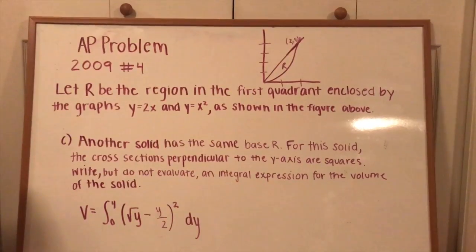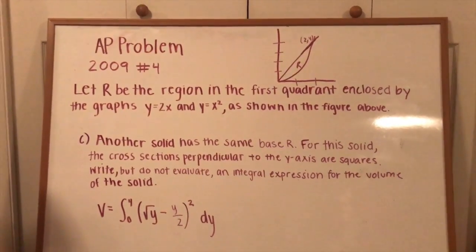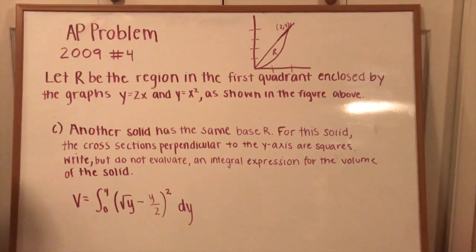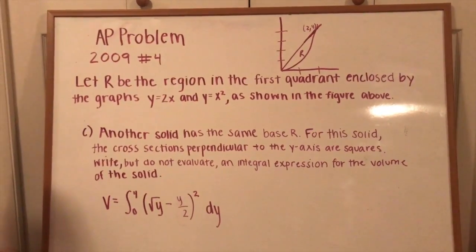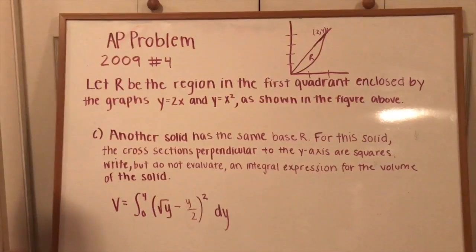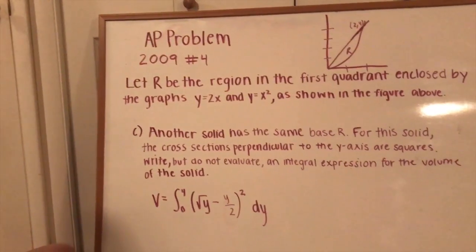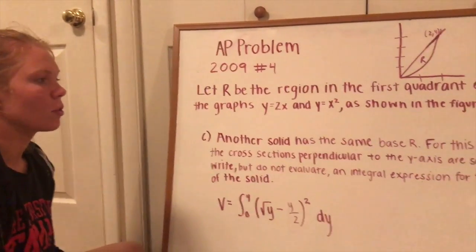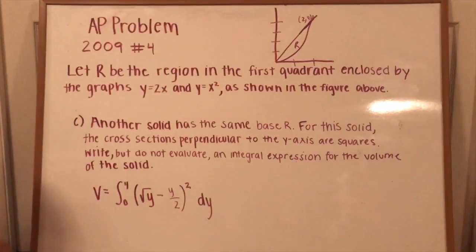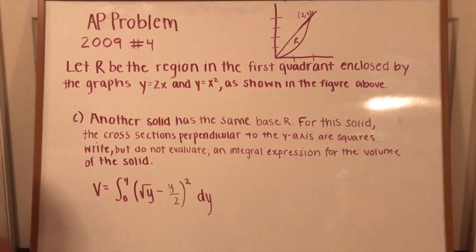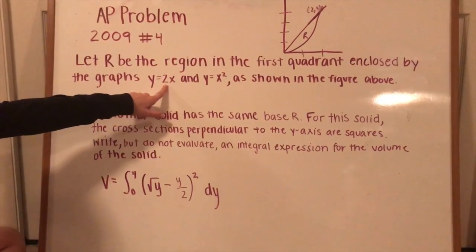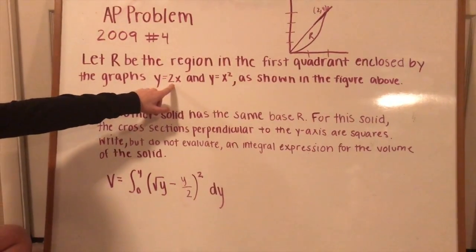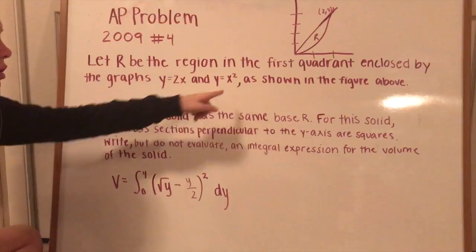Part C reads, another solid has the same base R. For this solid, the cross sections perpendicular to the y-axis are squares. Write but do not evaluate an integral expression for the volume of the solid. So first, because you're on the y-axis, you have to put everything in terms of y. So this is going to change to y over 2, and this is going to change to the square root of y.